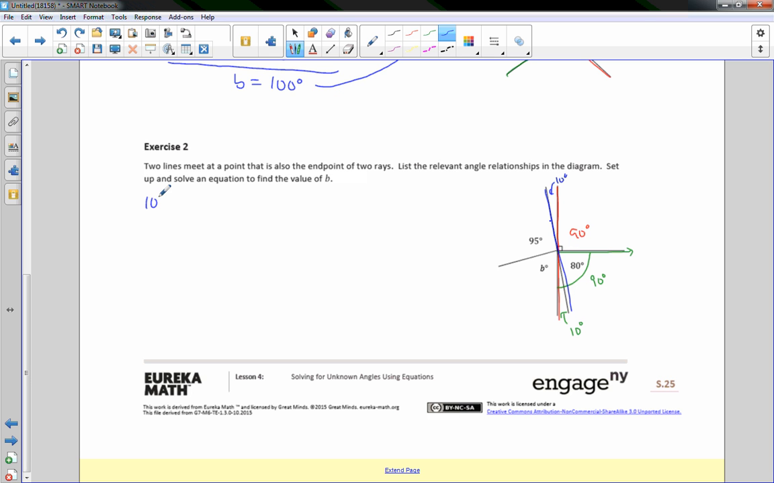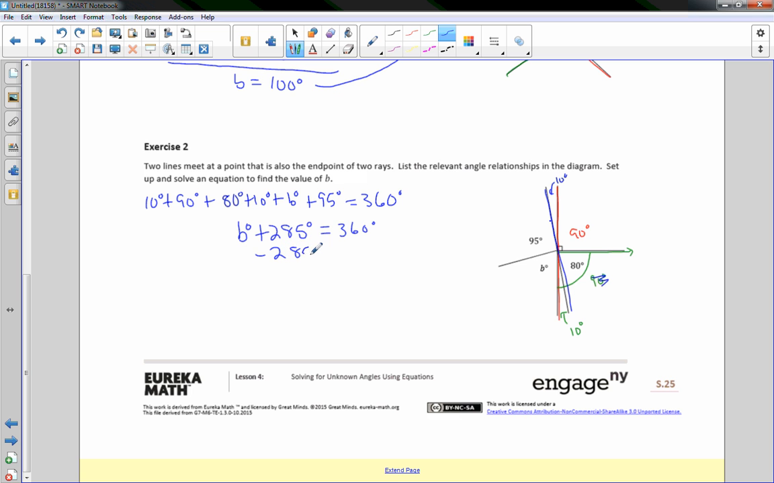So I'm going to say 10 degrees plus 90 degrees plus... I'm not using this one. I could, but I'm going to use 80 and 10 just to show all my work. 80 degrees plus 10 degrees plus B degrees plus 95 degrees equals 360 degrees. 10 plus 90 is 100, plus 80 is 180, plus 10 is 190, plus 95 is 285 degrees. So I have B degrees plus 285 degrees equals 360 degrees.